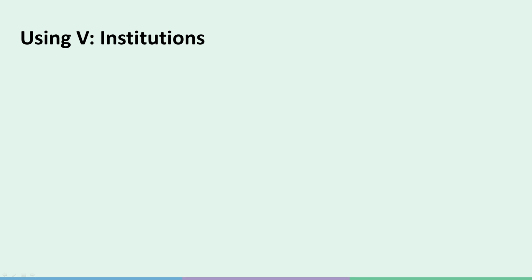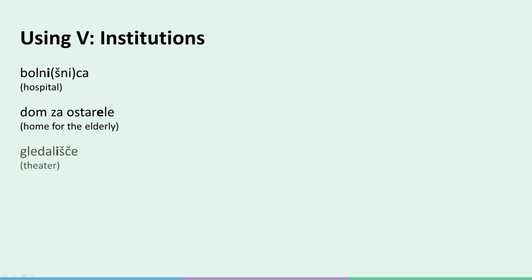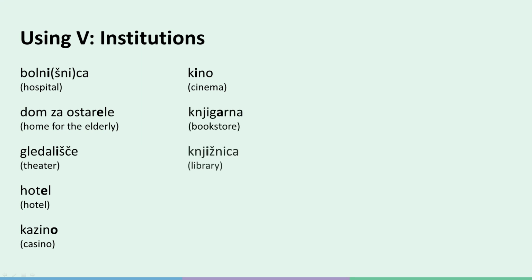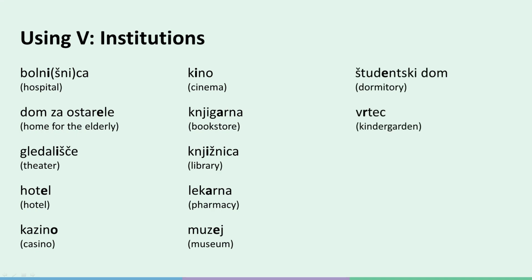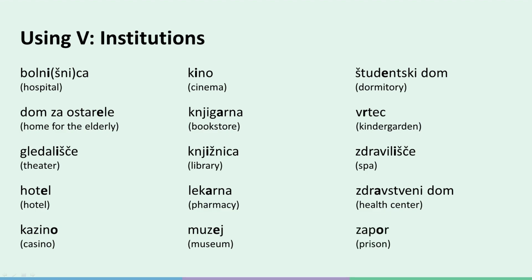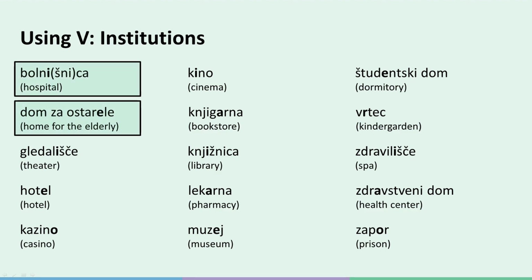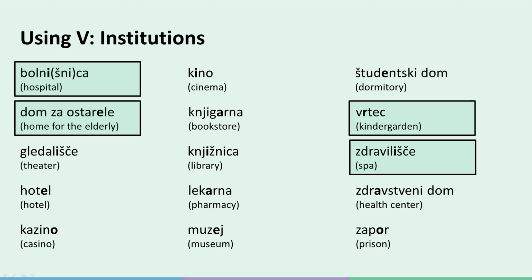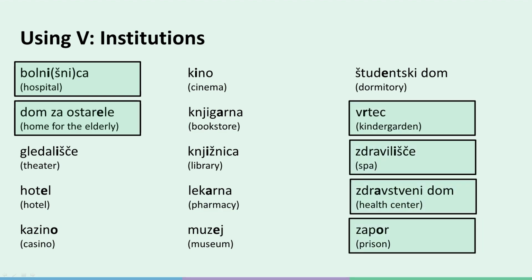Here are some u words. With some of these, you're likely to want to think institution. Bolnišnica, bolnica. Dom za ostarele. Gledališče. Hotel, kazino, kino, knjigarna, knjižnica, lekarna, muzej, študentski dom, vrtec, zdravilišče, zdravstveni dom, zapor. Keeping the word institution in mind, I think the most likely candidates for mistakes are words like bolnica, dom za ostarele, vrtec, zdravilišče, zdravstveni dom, zapor. Again, all of the words on screen go with u.